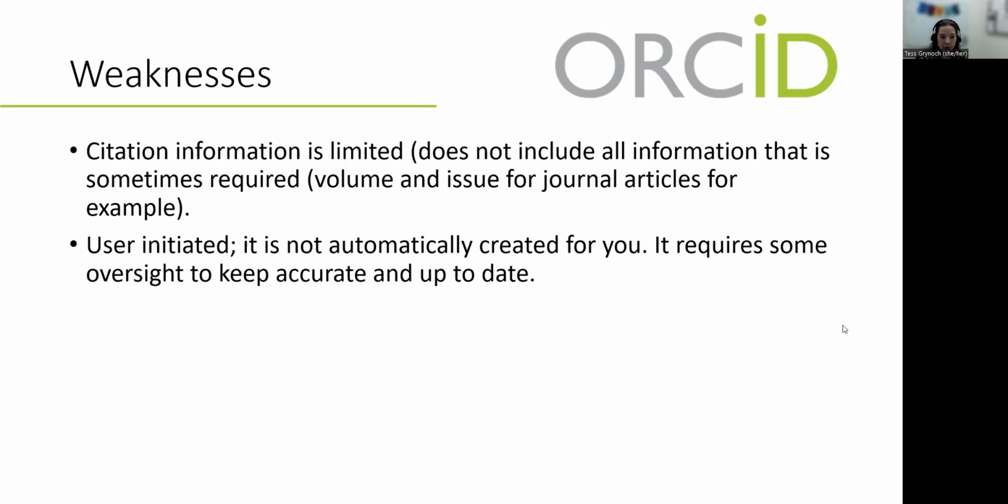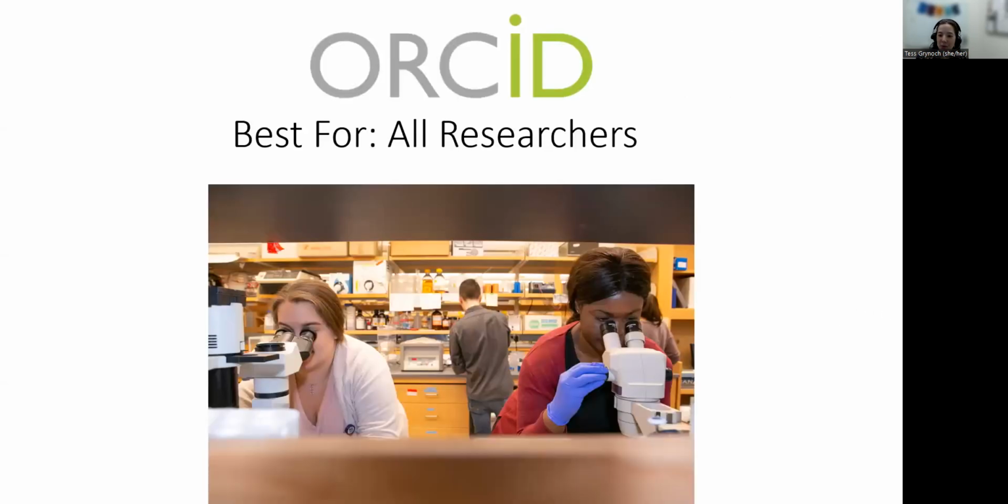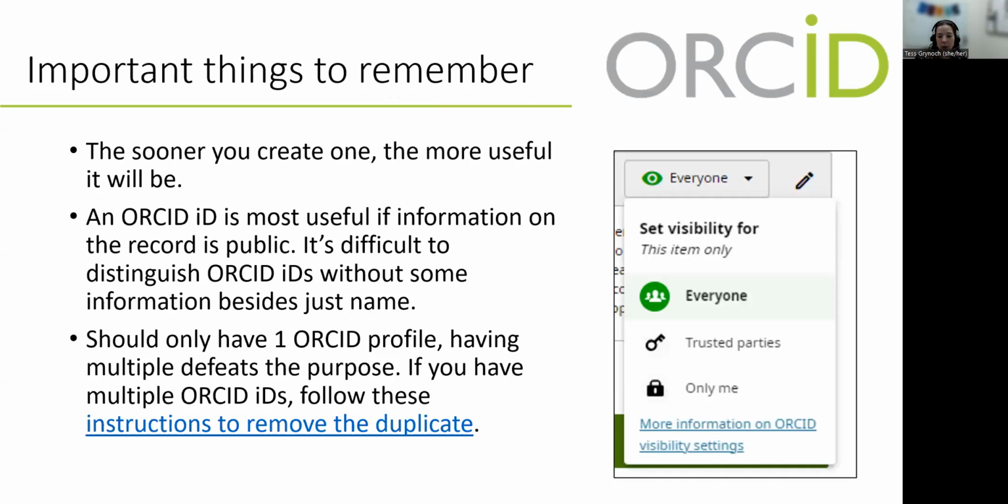And we believe that ORCID is an important scholarly profile to maintain for all researchers. However, some important things to keep in mind with ORCID is that the sooner that you create one, the more useful it will be. And an ORCID ID is most useful if information on the record is public.